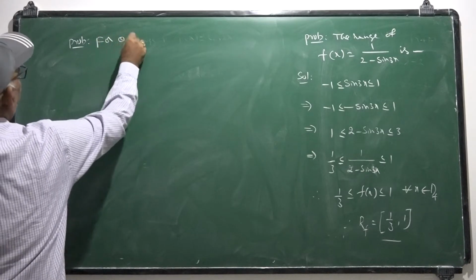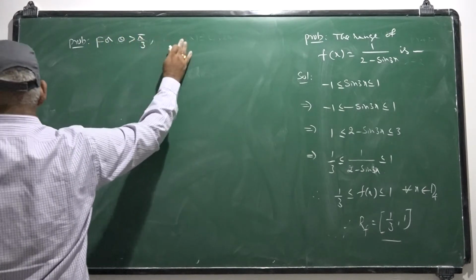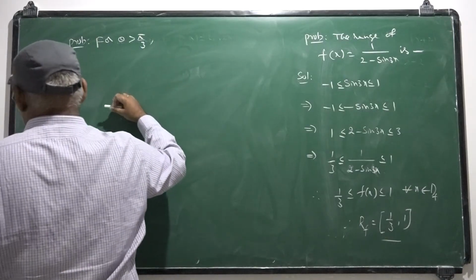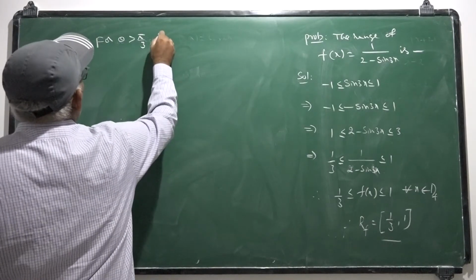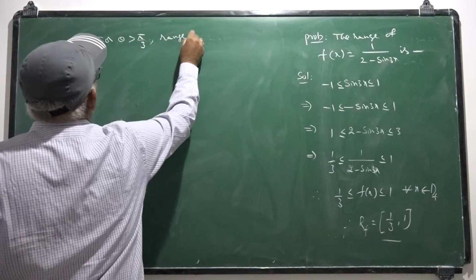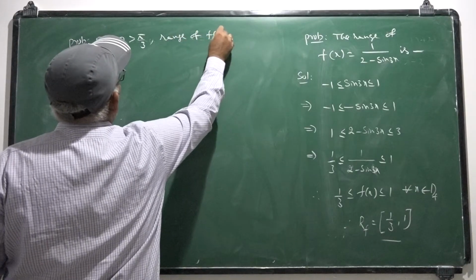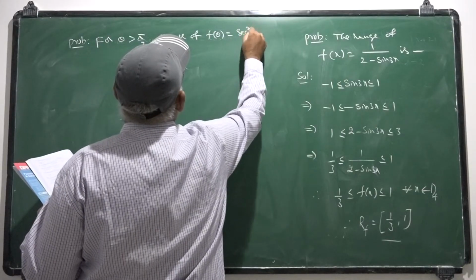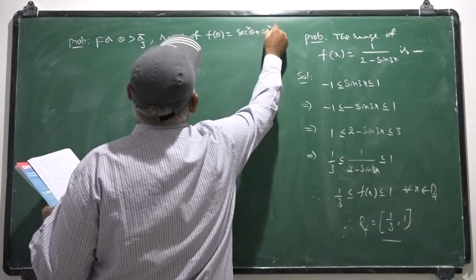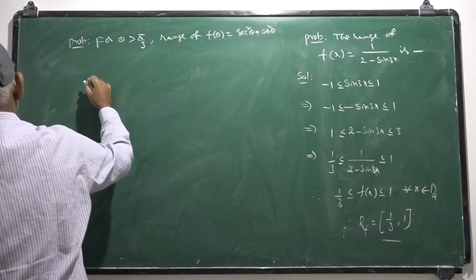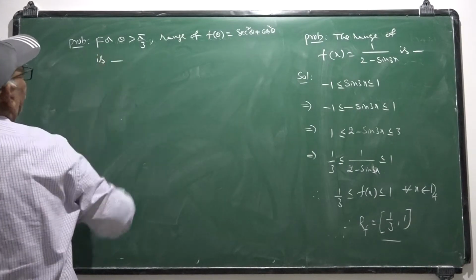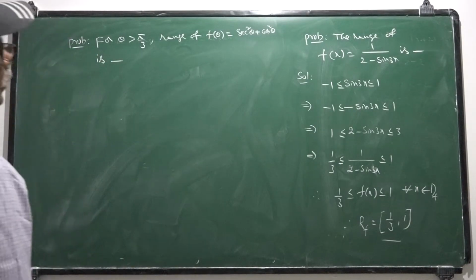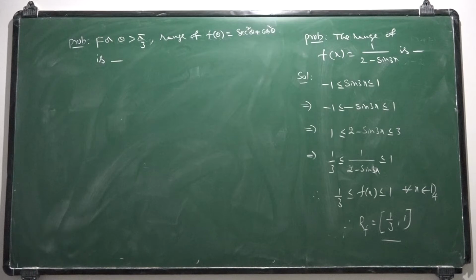For theta greater than pi by 3, the range of f of theta equal to secant square theta plus cos square theta is. For theta greater than pi by 3, range of f of theta is secant square theta plus cos square theta is.